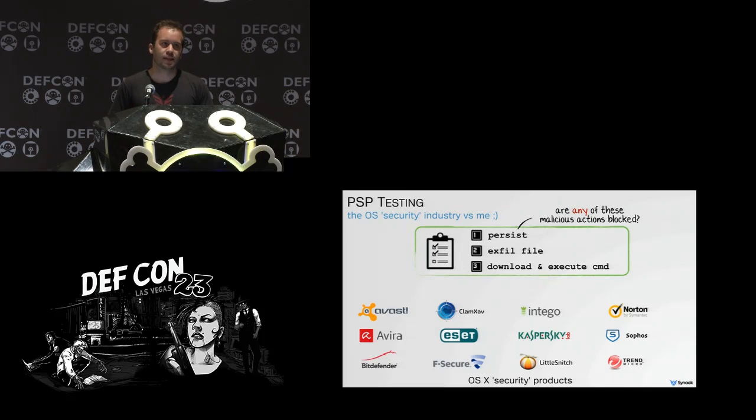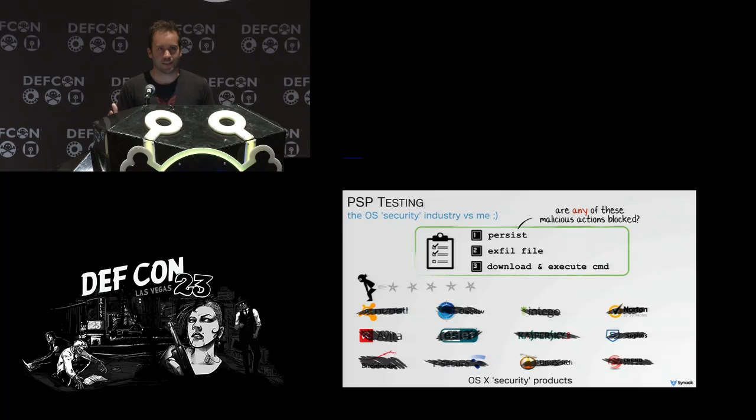So if they detected the Gatekeeper bypass, the persistence, the exfiltration of data, the download, or the execution of commands, any of those detections would be a win for the antivirus company. Now, probably not too surprising to you guys, none of them detected any of this. So again, this really just re-exposes, in my opinion, the ineptitude of an entire industry that unfortunately charges us for their products.